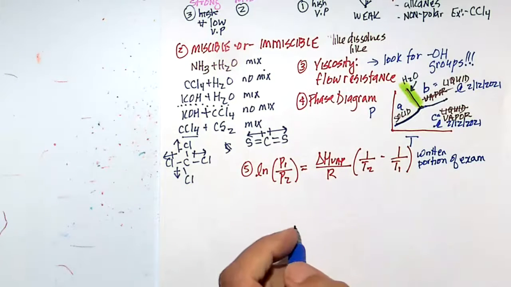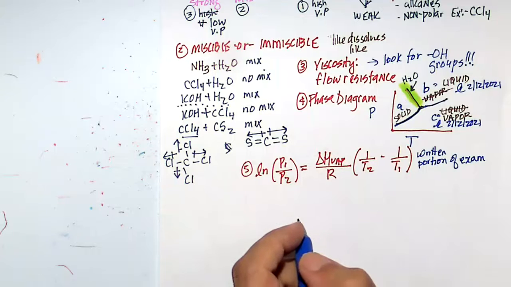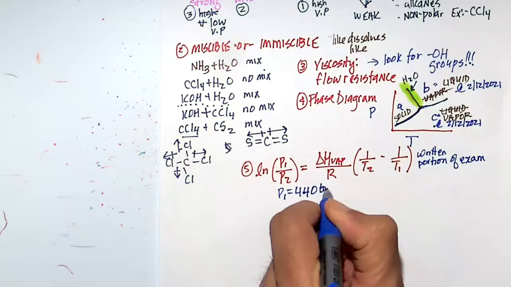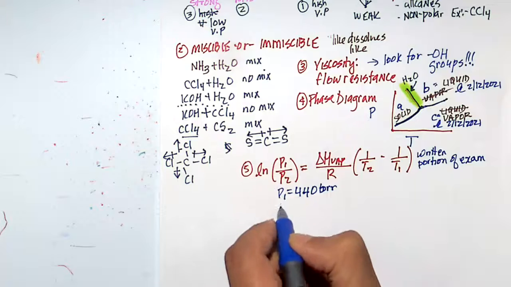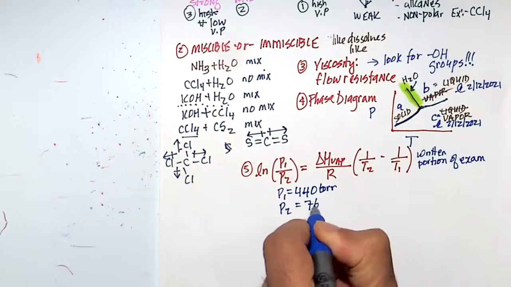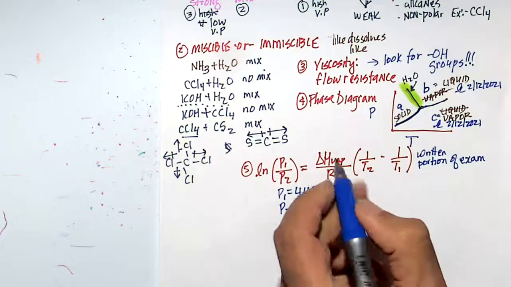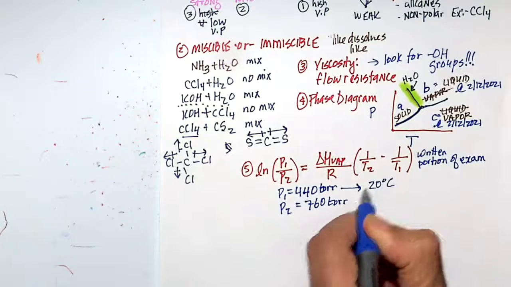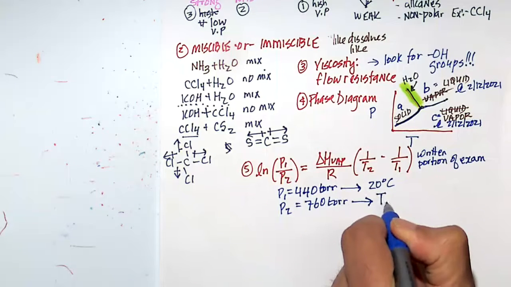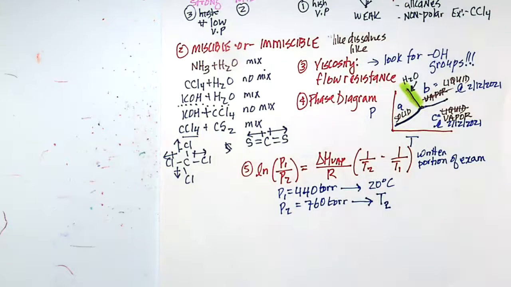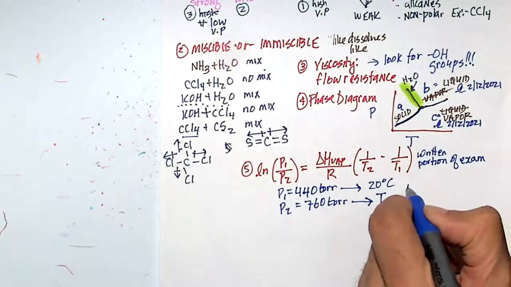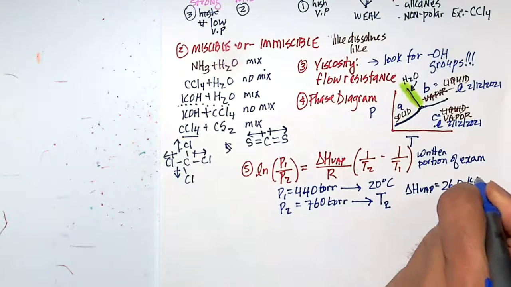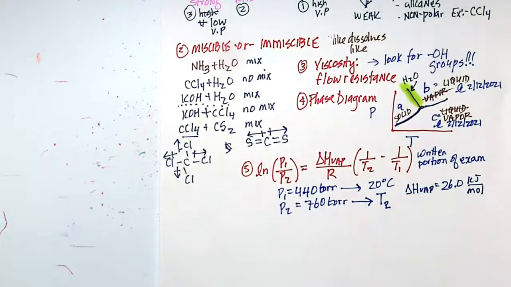All right, so do we know how to do this? Let's say your P1 is 440 torr, and your P2 is 760 torr. And remember, this is pressure at a specific temperature, so let's call this 20 degrees, and then we have to solve for T2. So a problem like that on the exam, and you'll be given a delta H vap, 26.0 kilojoules per mole or something like that. I'm just throwing numbers around.